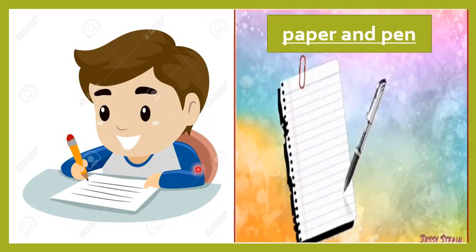Now tell me, where will you write with a pen if you don't have paper? Yes, you will need a piece of paper to write with a pen. So, pen and paper is again a word pair. Paper and pen. Now let's see some more examples of word pairs.